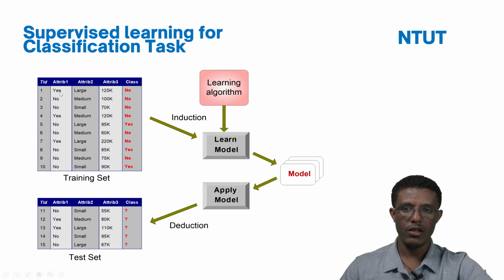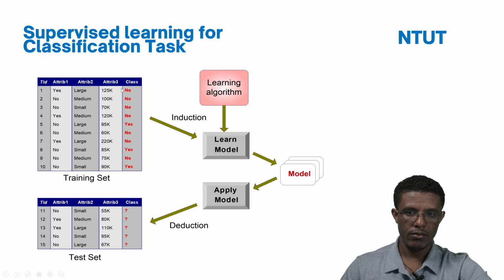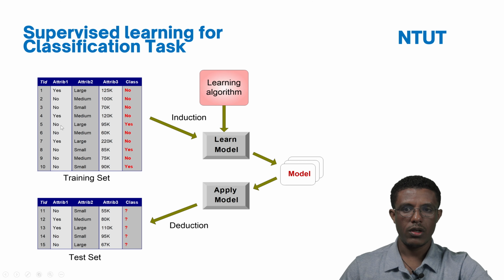Here, the first column is the id actually, maybe it's not that important. When attribute 1 is yes, attribute 2 is large, and attribute 3 has the value 125k, the class is categorized as no. When attribute 1 is no, attribute 2 is medium, and attribute 3 is, let's say, 100k, the class is still no. So we define the data nature like this. When attribute 1 is no, attribute 2 is large, and attribute 3 is 95k, the class is yes. So this is just sample data, and we label the data like this.